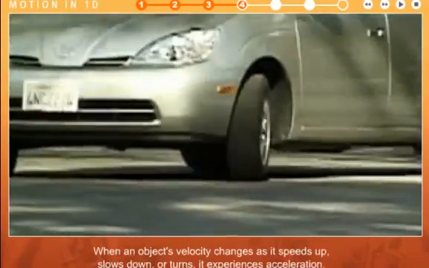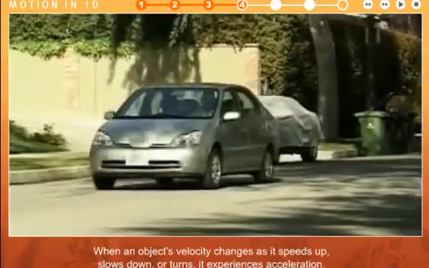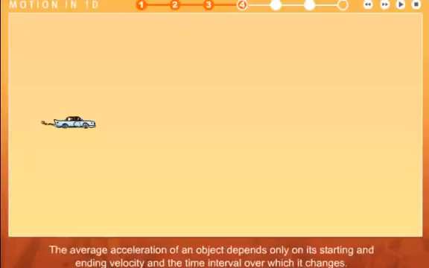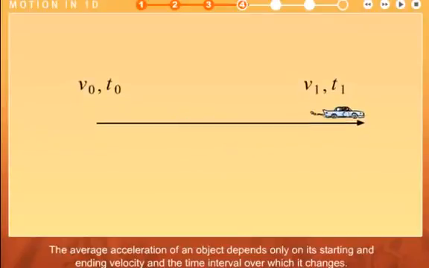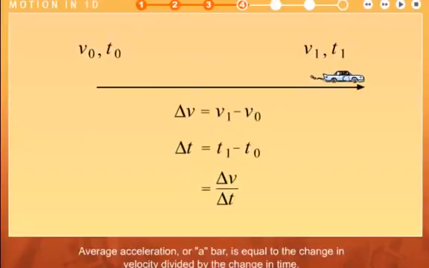When an object's velocity changes as it speeds up, slows down, or turns, it experiences acceleration. The average acceleration of an object depends only on its starting and ending velocity and the time interval over which it changes. Average acceleration, or a bar, is equal to the change in velocity divided by the change in time.